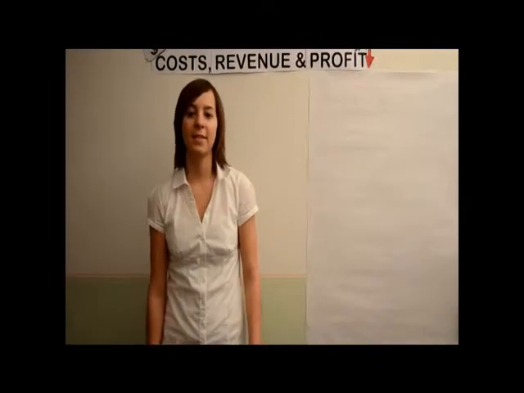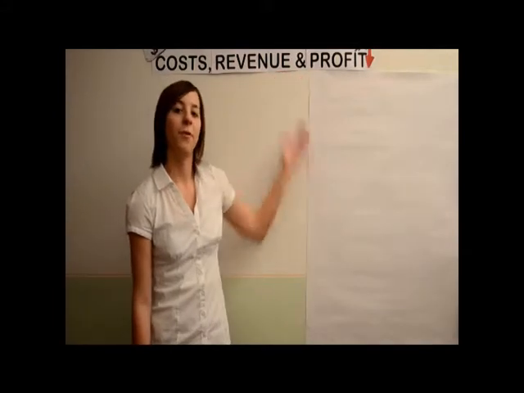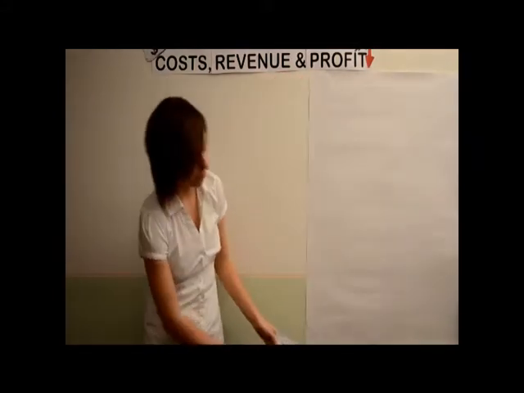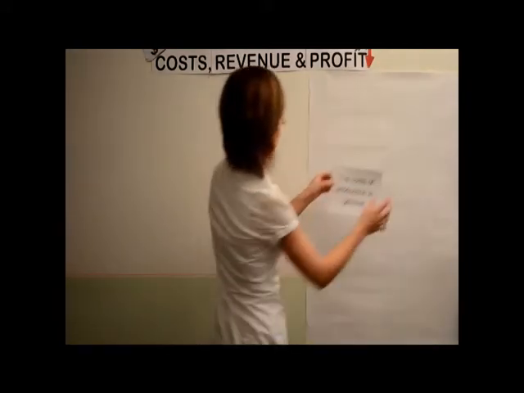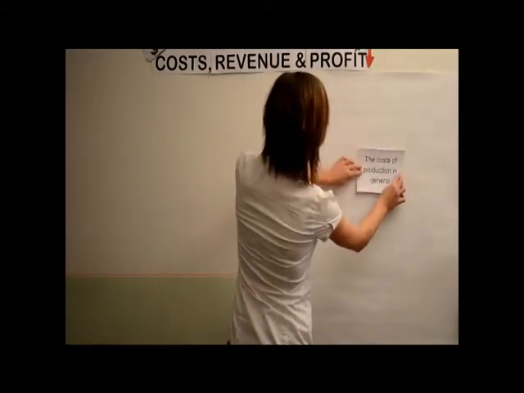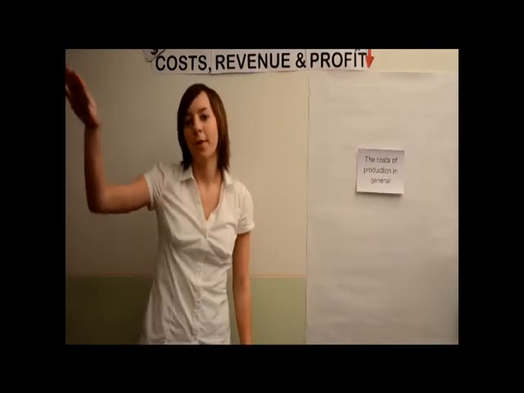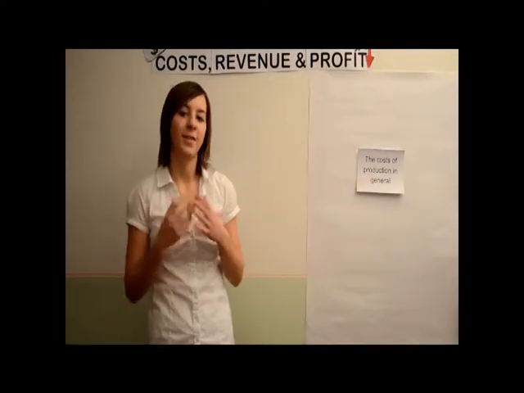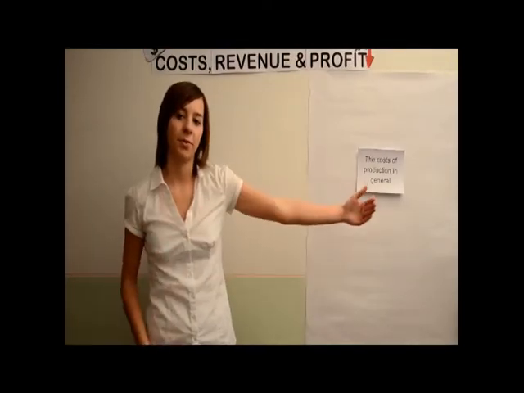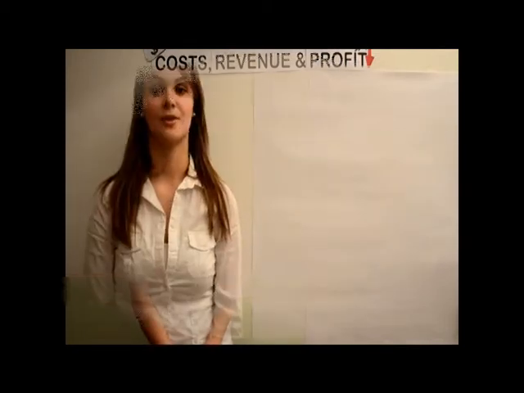Of course, a business has to know its costs, revenue and profit. First, we will start by telling you something about the costs of production in general. There exist the fixed costs, the variable costs, the long run of a business, the short run, the direct costs and the indirect costs. But you will hear something about these points in the next few minutes. First, there are the fixed costs.